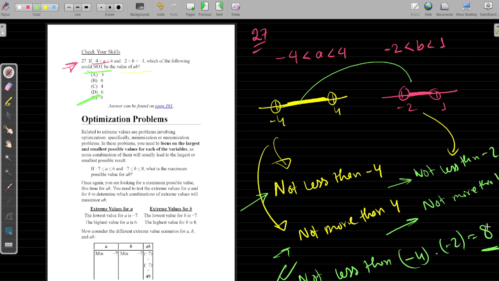Understand? Because the products of numbers from these two number lines are always less than or equal to 8. But 9 is greater than 8. That's why this number E will be our answer.